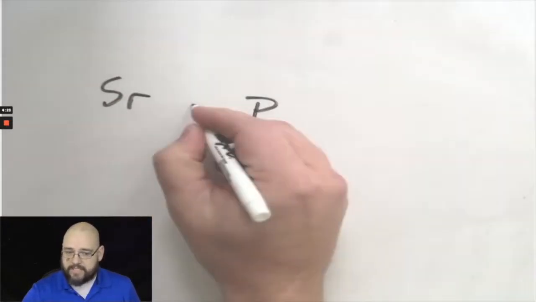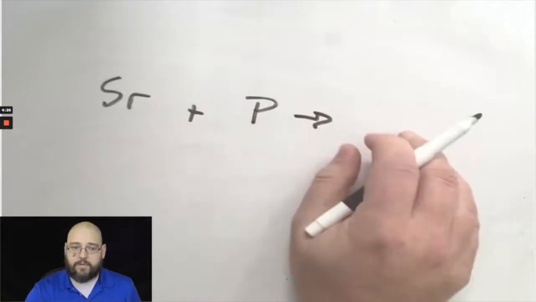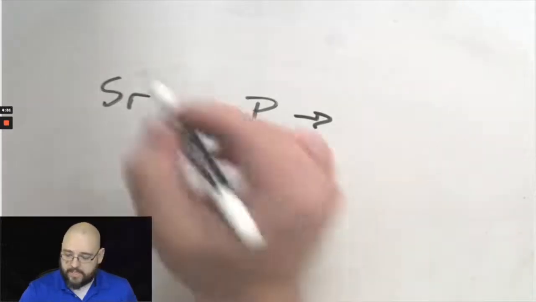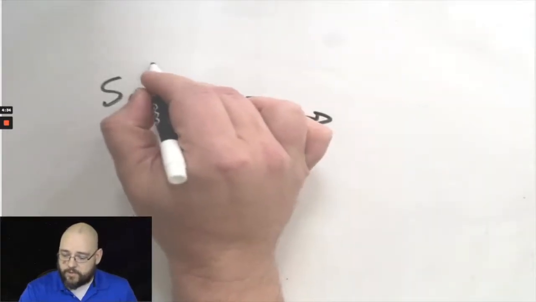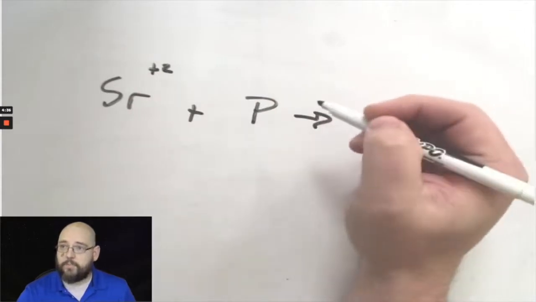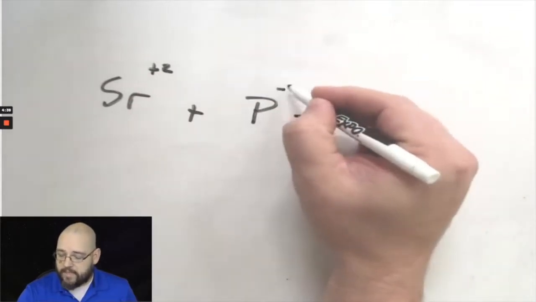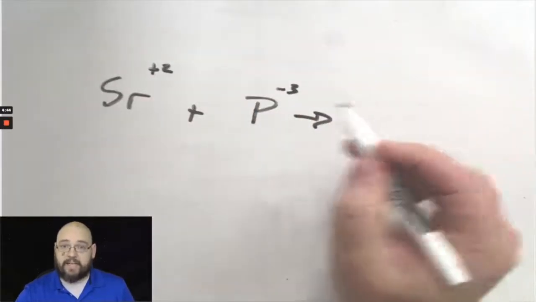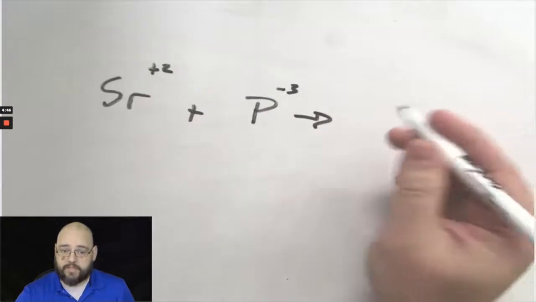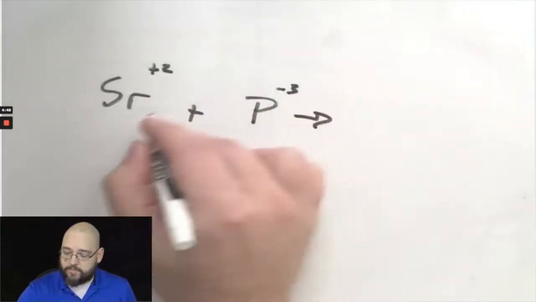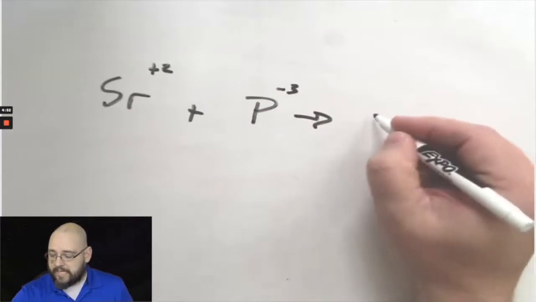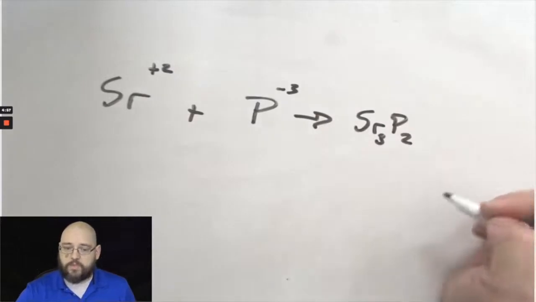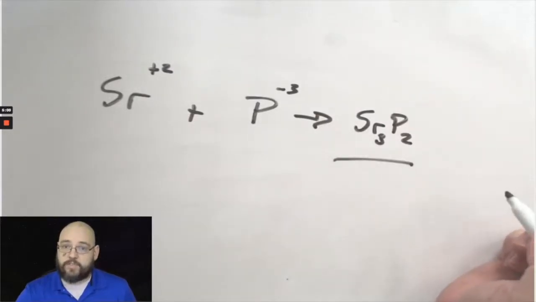If they're going to combine together, I need to figure out what the product is going to be. Strontium is in column 2, so it's a +2. Phosphorus is in column 15, so it's a -3. So when I combine them together, I have to account for that, and I have to cross the charges just like we did when we did the nomenclature. And so the 3 comes down here, the 2 comes down here, and I end up with Sr3P2. So that is the product, strontium phosphide.